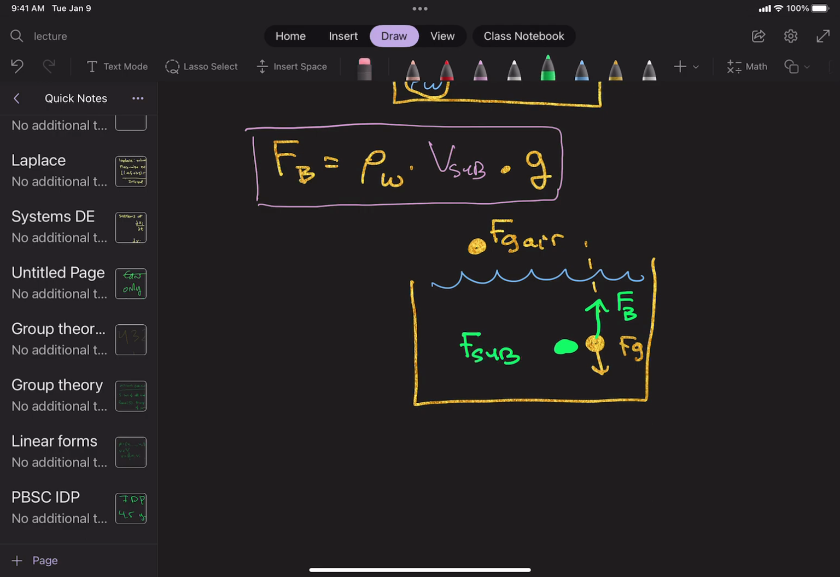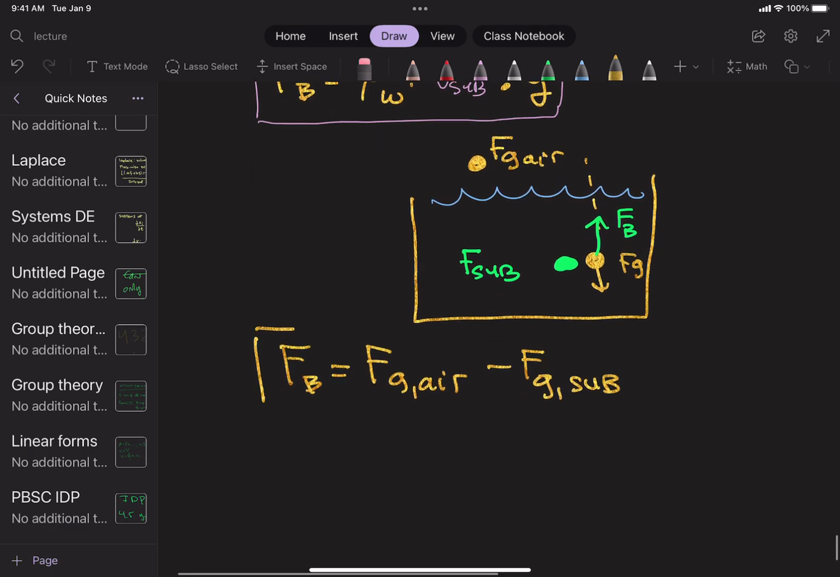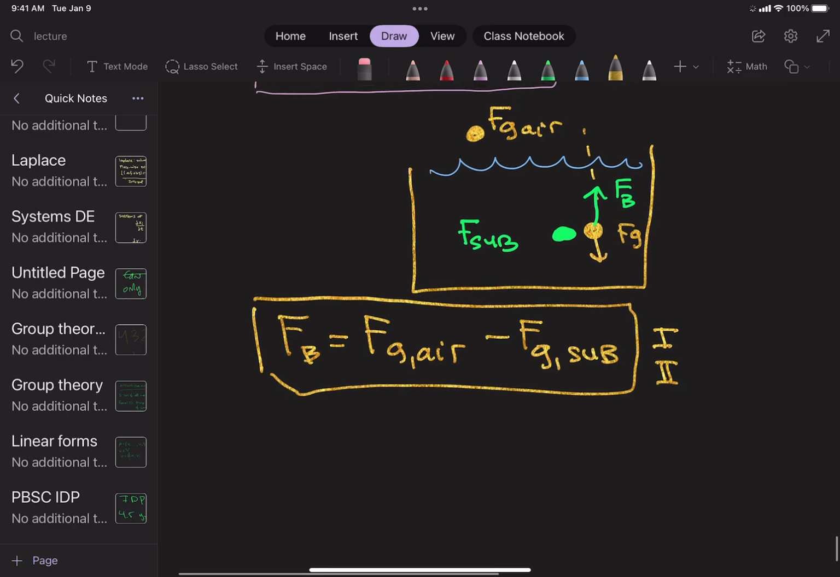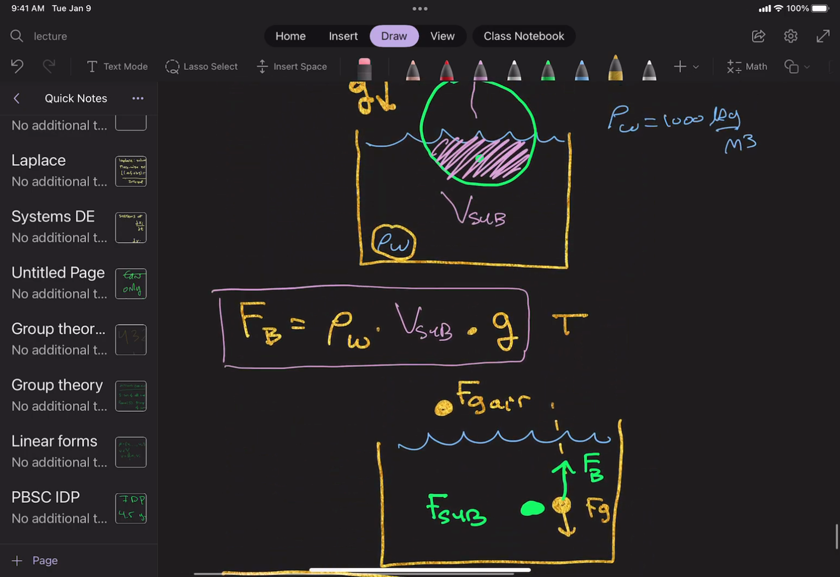And from that, we can also get another equation for the buoyant force. The buoyant force is also defined as the weight of an object in air minus the weight of the object submerged in water. So these are the two equations that we'll be verifying for today's lab. The first equation is going to relate to part 1 and part 2 of today's lab, and this equation is going to relate to part 3.